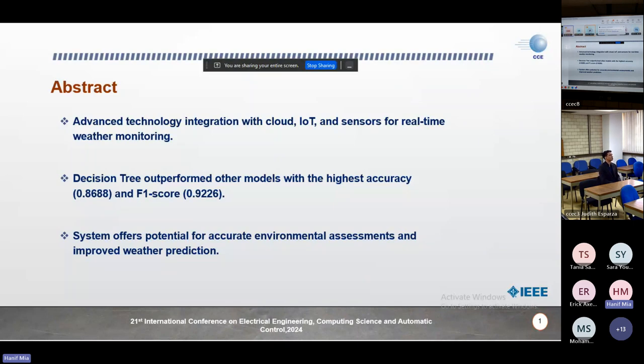From that, the decision tree algorithm achieved the highest accuracy, which was 86%, and the F1 score was 92%. And the SVM algorithm recorded the lowest accuracy, which was 53%, and the F1 score was 67%. Notably, all models exhibited higher F1 scores relative to their accuracy metrics. Our system offers potential for accurate environmental assessment and improved weather prediction.